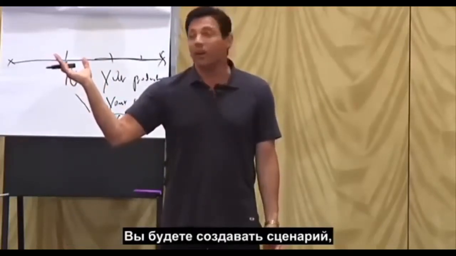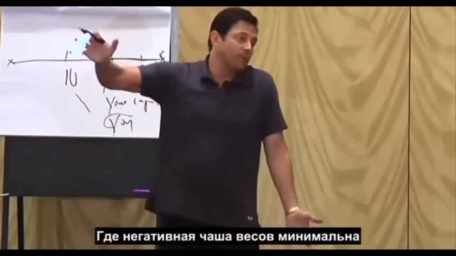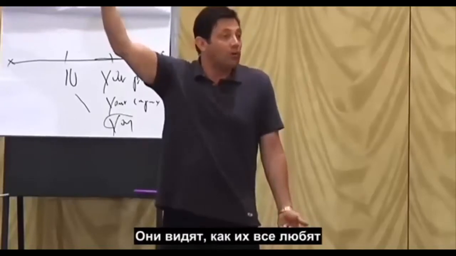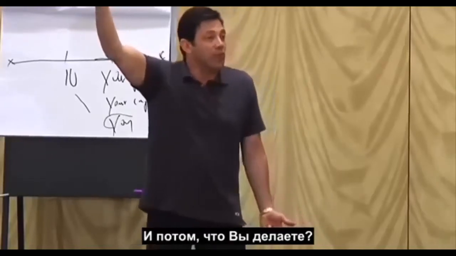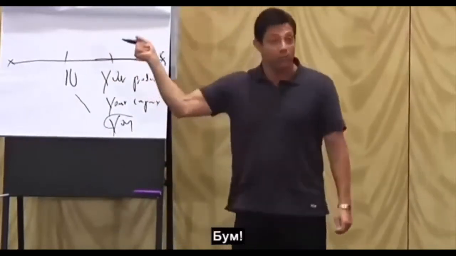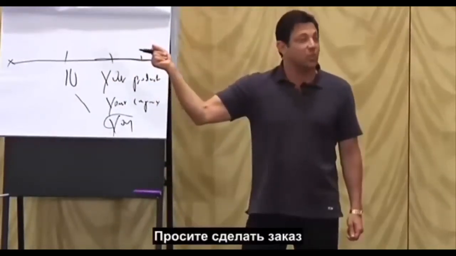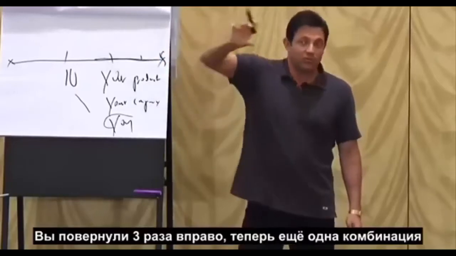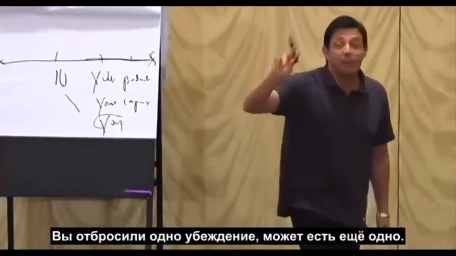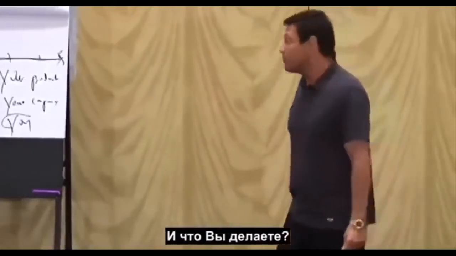You're going to create scenarios where the downside is played out and it's minimal. The upside's huge. They see themselves being loved and revered by all. And then what do you do? Do you ask them to buy? No. You run the three 10s again. 10, 10, 10. Boom. Ask for the order. Three turns to the right. Now another combination. You get it? Now that might have been one belief you knocked out, but maybe there's another. So what do you do? Very simple.